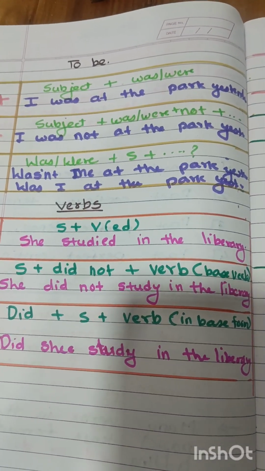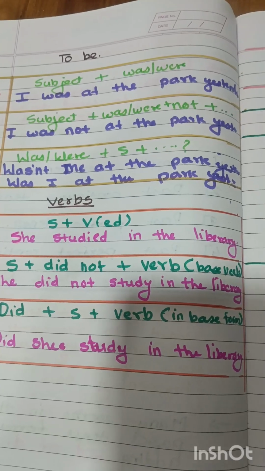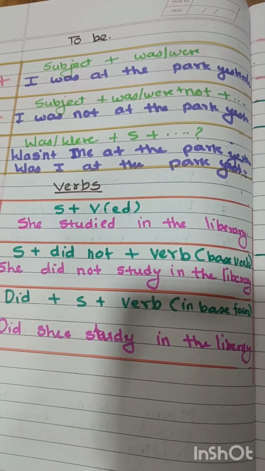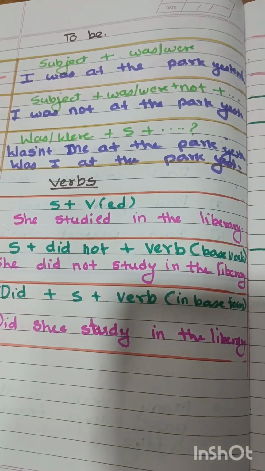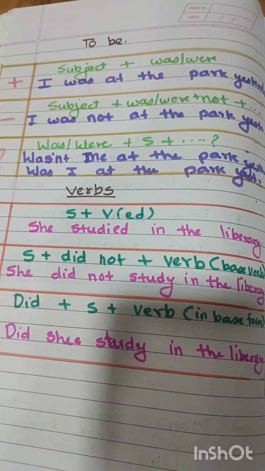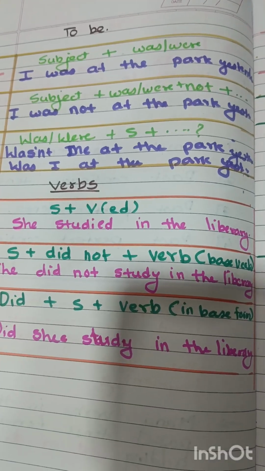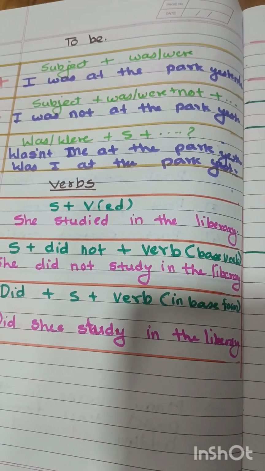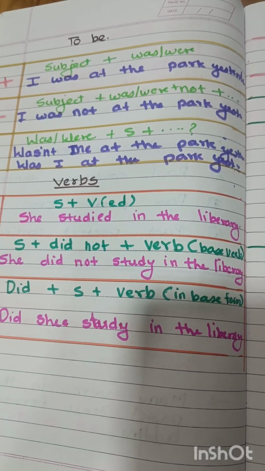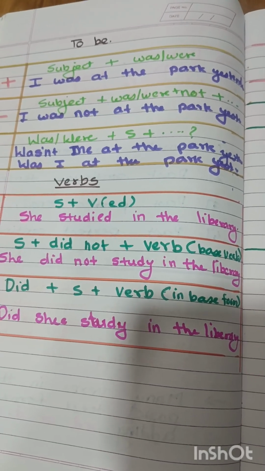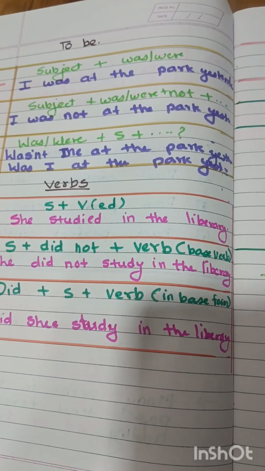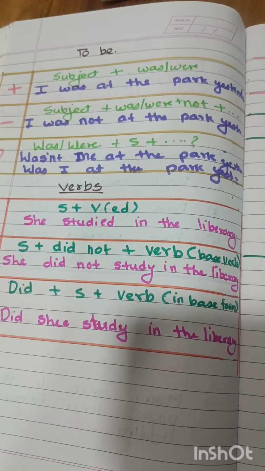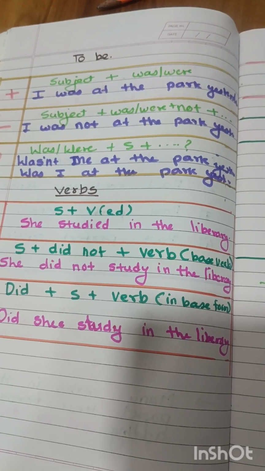This type of sentences are the simple past tense sentences. Then subject plus was or were plus not plus remaining sentence, that is object. So here comes I was not at the park yesterday. Then how do we use was or were plus subject plus sentence? So here we can use I was at the park. Was I at the park yesterday? Or in the negative form, wasn't I at the park yesterday. We can use I also, me also. Okay.